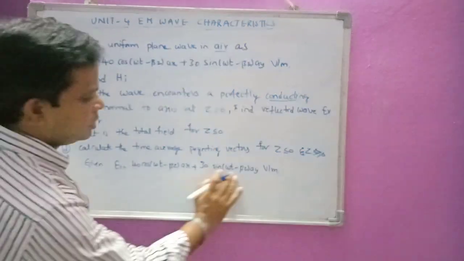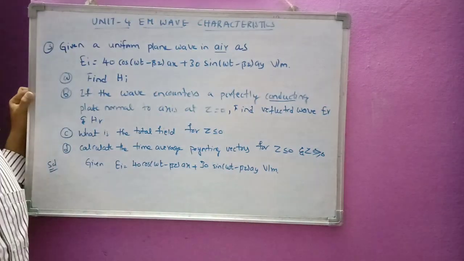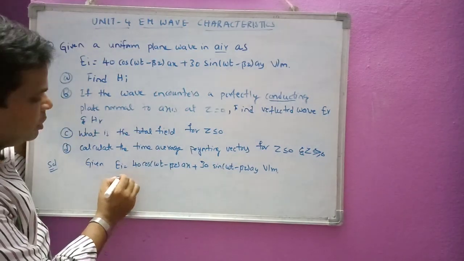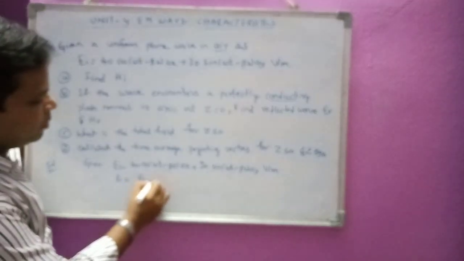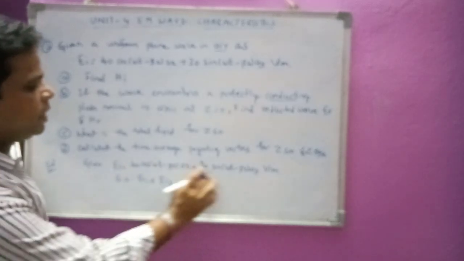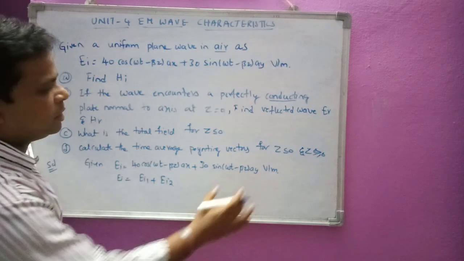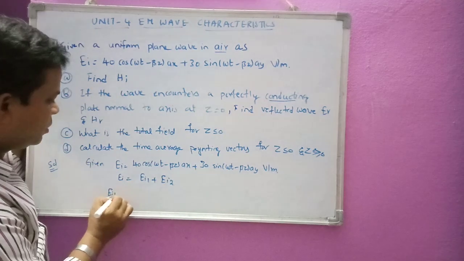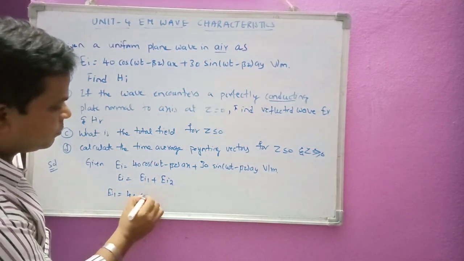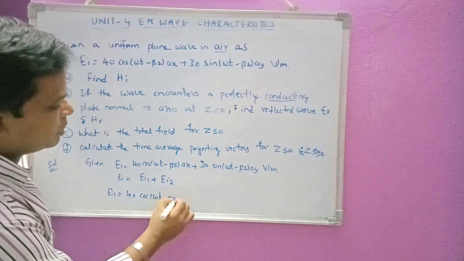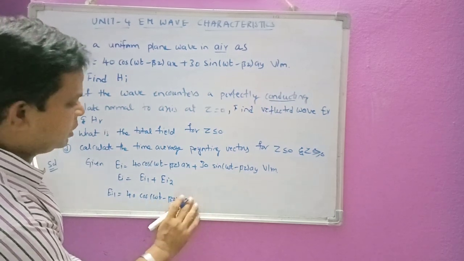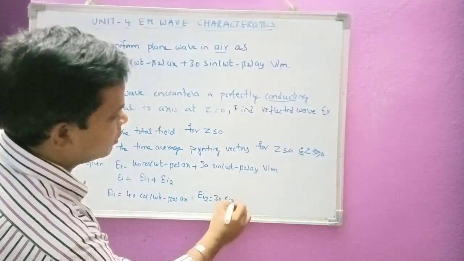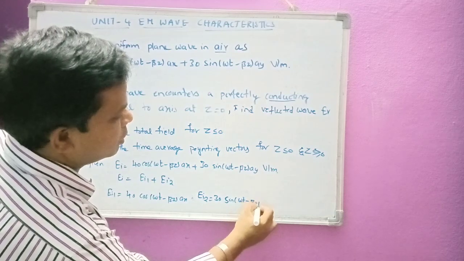In order to find HI, since it has been decomposed, let us decompose this into two parts, EI1 and EI2. So EI is equal to EI1 plus EI2. Here we have two components, one in the AX direction and another in the Y direction. EI1 becomes 40 cos omega t minus beta z AX, plus, next, EI2 will be 30 sin omega t minus beta z into AY.